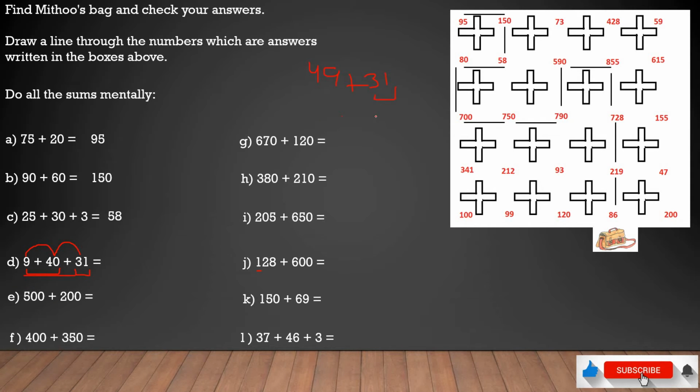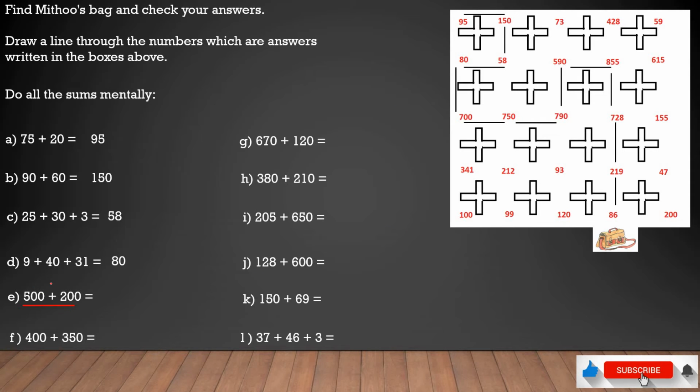So this 31 we can split as 30 plus 1. This 49 will keep as it is. So if you add 49 and 1 we get 50, and this 30 you can add later, right? So if we add 50 and 30, it will give us 80. So here 80 will be our answer.